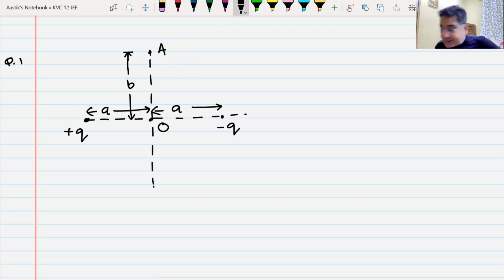We have this arrangement. As you can see, I have drawn a magical arrangement. I have two charges, plus Q and minus Q. O is, as you can see, the midpoint. You have to find the potential at point O and at point A. You have 2 minutes to do it.